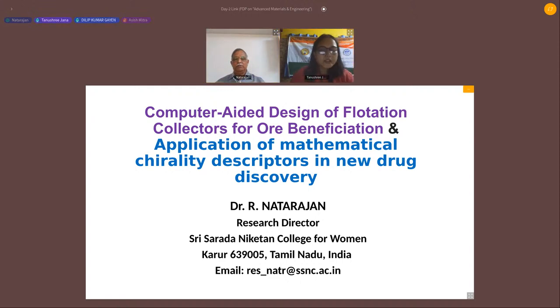Good afternoon, everyone. Now we have come to the second day, that is the third session, and this session will be taken by Dr. Ramanathan Natarajan, from Sri Sarada Niketan College for Women, Tamil Nadu, India. He will be talking on the topic: computer-aided design of flotation collectors for ore beneficiation and applications of mathematical chirality descriptors in new drug discovery.